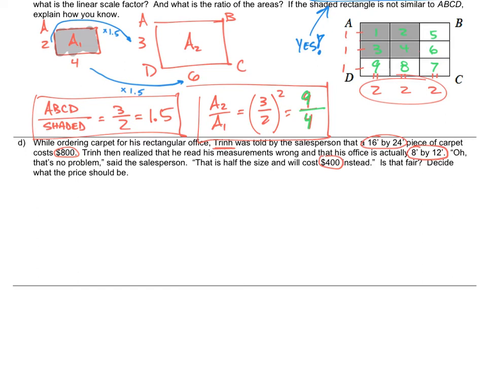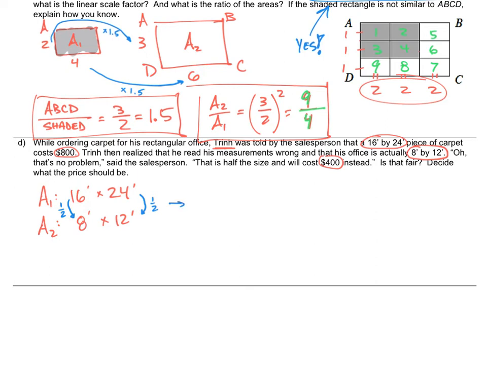I'm going to show this to you two different ways. We'll start by looking at that first area, the 16 foot by 24 foot, and compare that to the second area, Trin's corrected dimensions, which were 8 foot by 12 foot. Let's take a look at the relationship here. It should be no surprise that to go from 24 to 12, we're multiplying by 1/2, and to go from 16 to 8, we're also multiplying by 1/2.